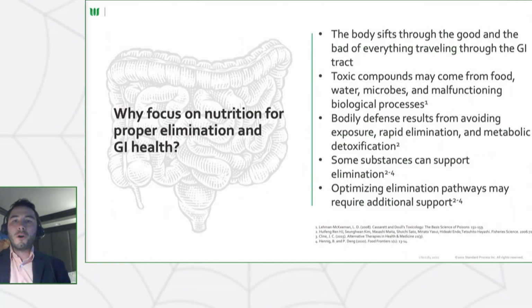So for focusing on nutrition and elimination GI health, the body has to sift through everything. These can be beneficial things, but also potentially harmful things. So we get exposure to a lot of these things that come through the diet and have to undergo that xenobiotic metabolism, be it water or drinks that we consume, as well as food. And then our bodily defenses can come from driving rapid elimination.